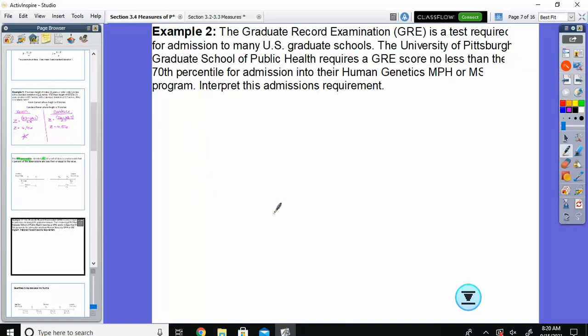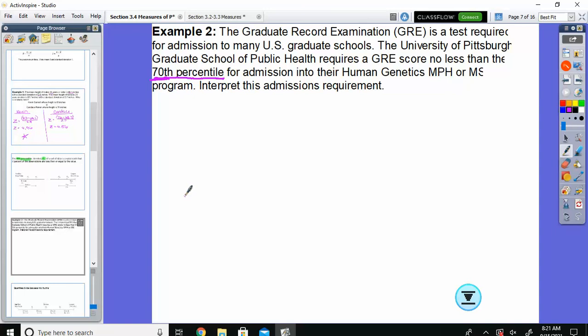So let's look at this one. I just want to interpret a percentile, make sure we know what it means. So the GRE is a test required for admission to grad school. University of Pittsburgh requires a GRE score of no less than 70th percentile to get into the human genetics program. What does this mean? So I want you to write a sentence telling me, what does the 70th percentile mean? If you have to score at the 70th percentile, what does that mean?